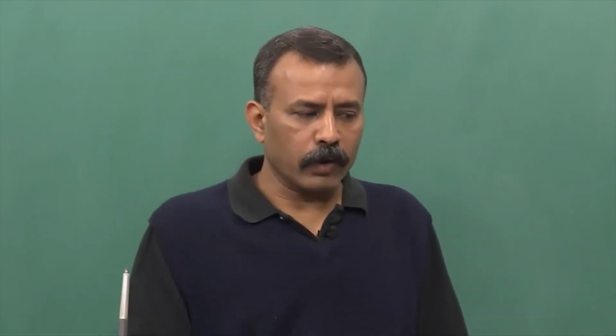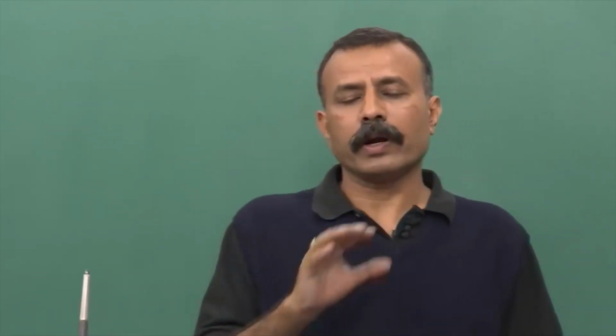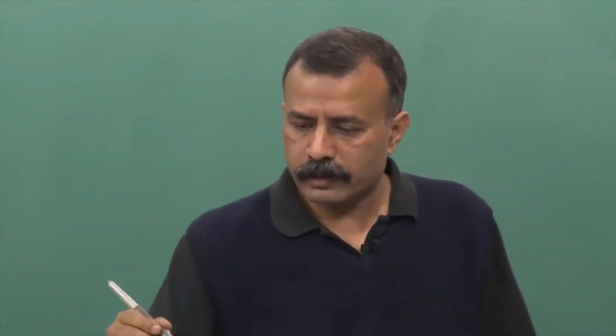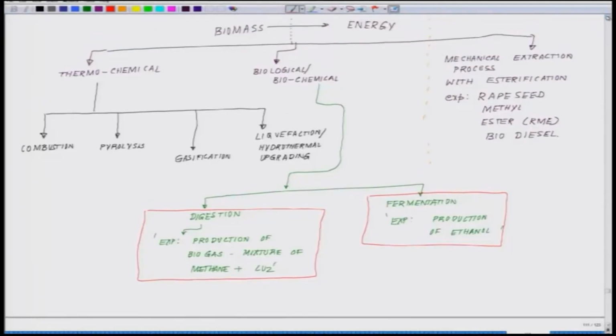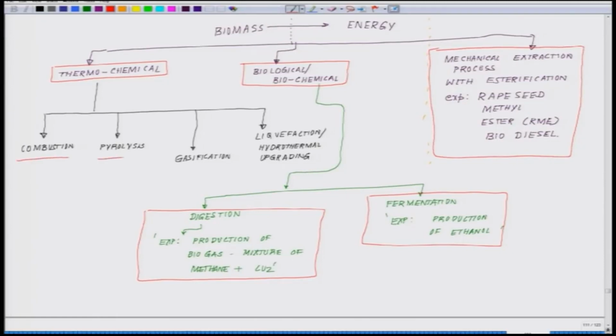So, with this background about all the possibilities we have in this chart, let us come back to the chart again and go through it once more. You have the thermochemical route, you have the biological or biochemical route, and you have the mechanical extraction process, which will come fairly late. Within the thermochemical route you have combustion, pyrolysis, gasification, liquefaction, whereas in the biochemical route you have digestion and fermentation.